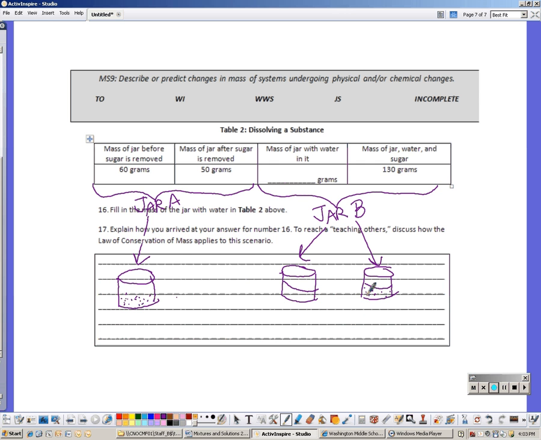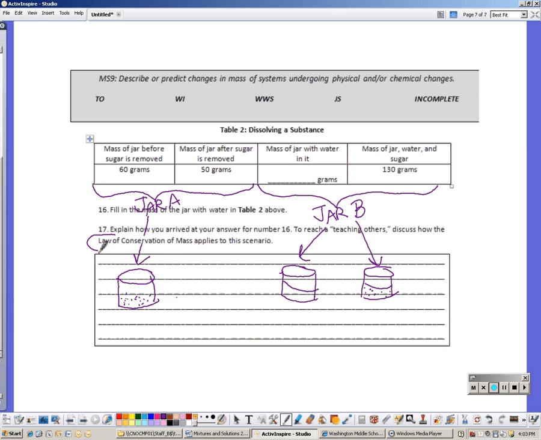So what you have to do is figure out first how much sugar was added from this jar into jar B, and then work backwards to figure out the original mass of jar B with just the water and no sugar added to it. Hopefully that helps clarify some of the confusion on this question.